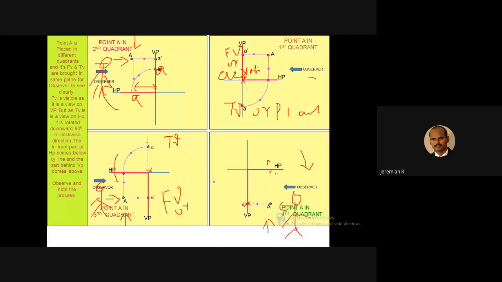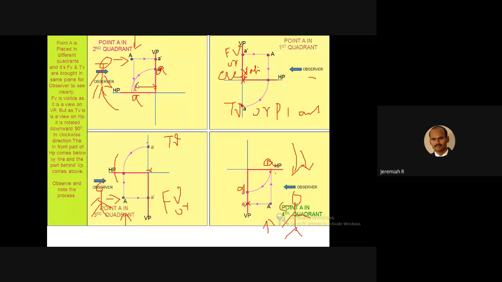Top view, you see from here and get the point A. Then you rotate clockwise. The horizontal plane is always rotated in the clockwise direction. So you will get the point A here.